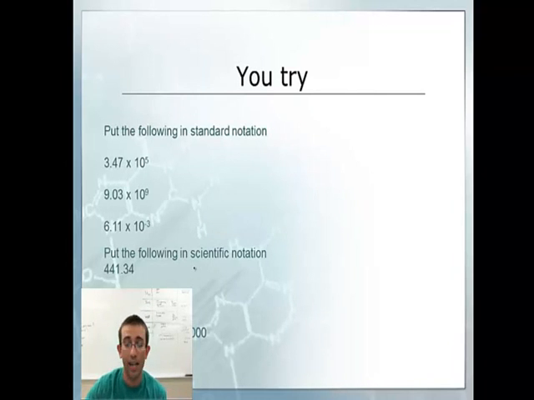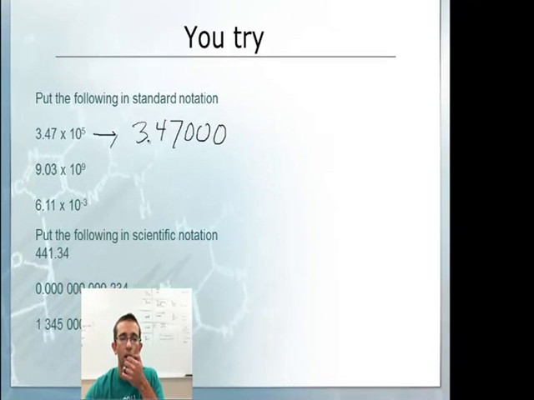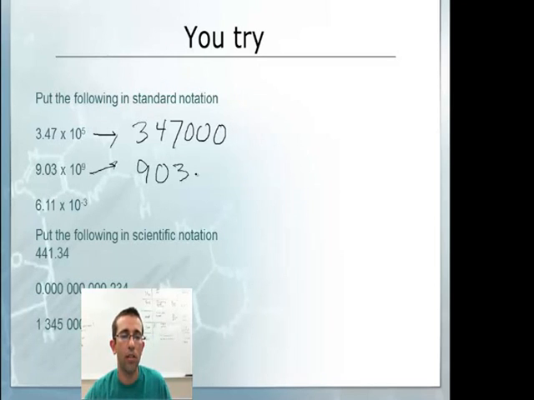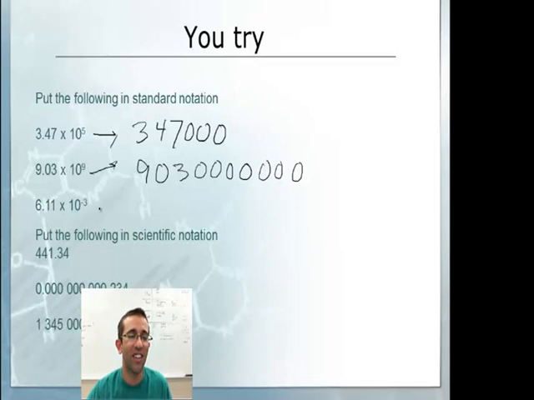Alright, you try these. So, pause it, you try. I'll go ahead and do them. You can check over. Alright, we want it in standard notation, so we're going to move our decimal place. 1, 2, 3, 4, 5. There we go. Alright, this would be 347,000. It's positive 5, so we're moving it to the right. Positive 9, we're moving it to the right. So 1, 2, 3, 4, 5, 6, 7, 8, 9. A lot of zeros there.